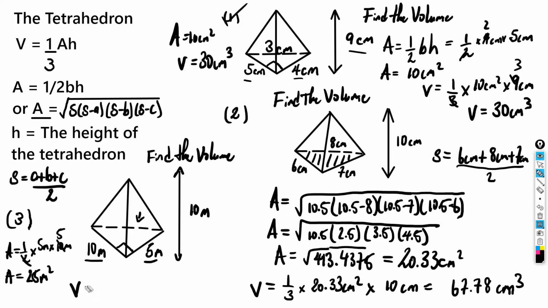Now the volume is equal to 1 over 3 times the area, which is 25 meters squared, times the height, which is 10 meters in this case. So we just have to put that in our calculators now, guys. We should get 250 divided by 3, right? And the answer is 83.33 meters cubed. All right, guys, so that's the volume.